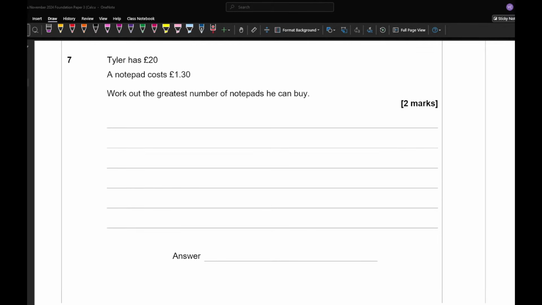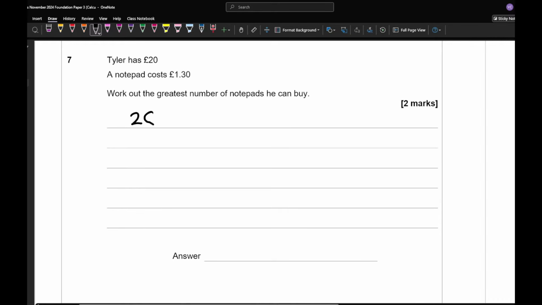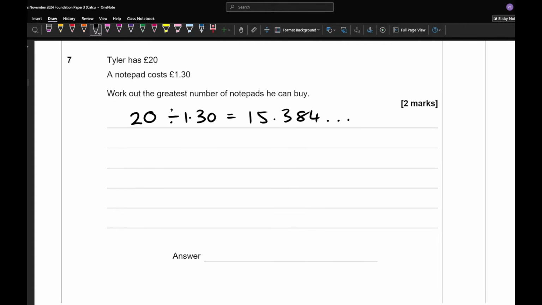Moving on to question 7, it says Tyler has £20. A notepad costs £1.30. Work out the greatest number of notepads he can buy. So for this, what we need to do is 20 divided by 1.3, making sure the amount that Tyler has and the cost of a notebook are both in the same units, which is going to be pounds. And if I type that into my calculator, I get an answer of 15.384. Now this basically implies that you can get 15.3 or 15.4 notebooks, which obviously is not possible. So the answer then is going to be 15 notebooks. In these questions, you always want to round down, because you want the whole number. So the answer then is 15.